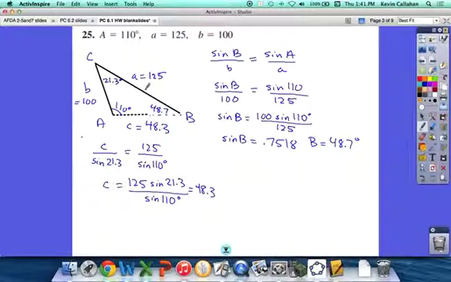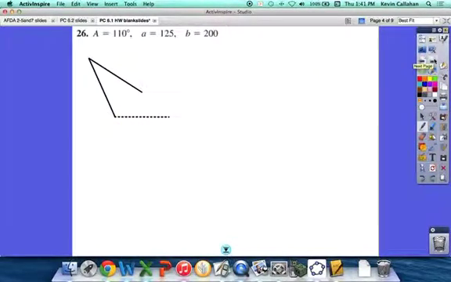And again, the biggest side looks like it's across from the biggest angle. The smallest side is across from the smallest angle. So it doesn't violate any first principles here. Now, in this one, it's another obtuse angle, right? This is A, this is B, and this is A. 125. And B is 200. And A is 110.